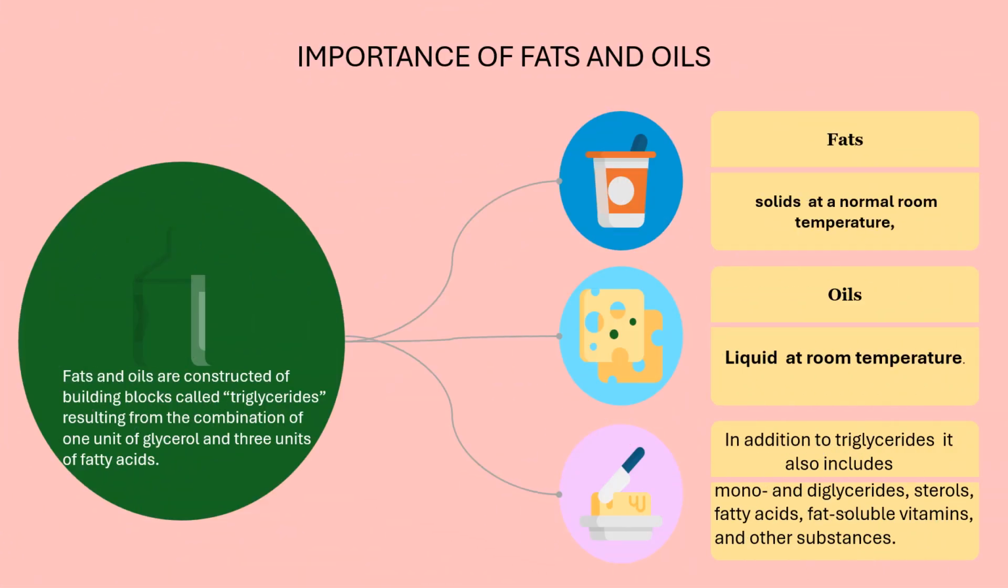Importance of fats and oils. Fats and oils are constructed of building blocks called triglycerides, resulting from the combination of 1 unit of glycerol and 3 units of fatty acids. Now, what are fats? Fats are solids at normal room temperature, and oils are liquids at room temperature. In addition to triglycerides, they also include mono and diglycerides, sterols, fatty acids, fat soluble vitamins, and other substances.